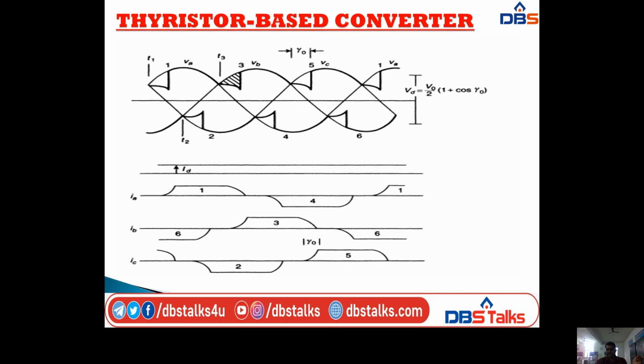Here we have the current waveform. This is the DC current, which is a constant straight line. Next we have the current waveforms IA, IB, IC. These three are the phase currents.